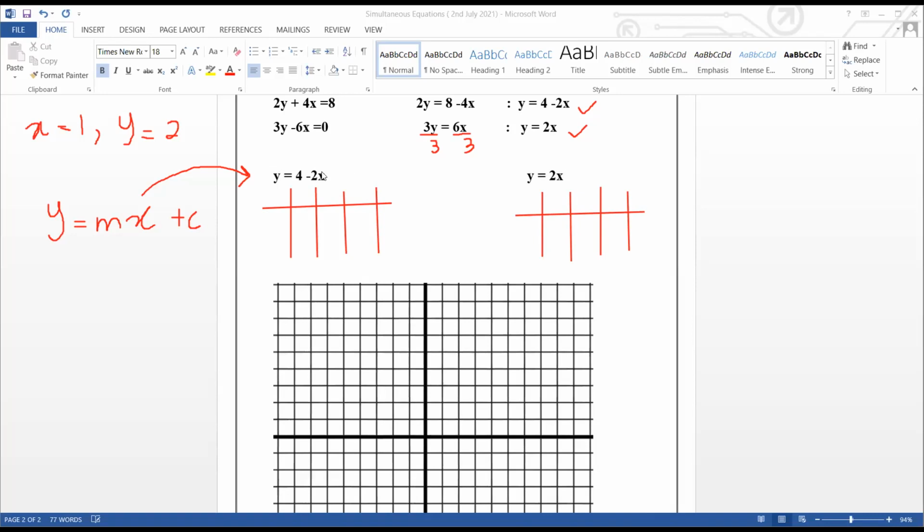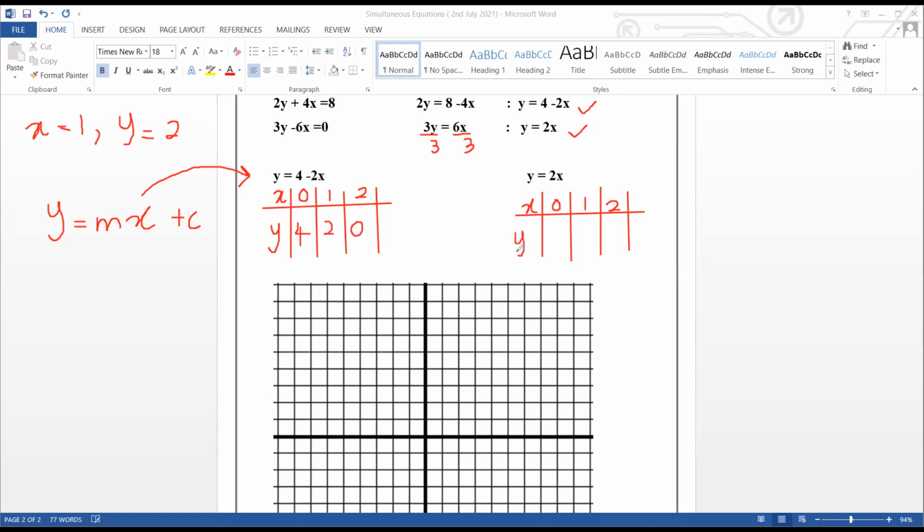I'm going to take x as 0, 1, 2. Similarly, I will take here even 0, 1, 2. Then when x is 0, 4 minus 0, it's 4. When x is 1, 4 minus 2 times 1, it's 2. So 4 minus 2, it's 2. When x is 2, 2 times 2, it's 4. So then 4 minus 4, it's 0.